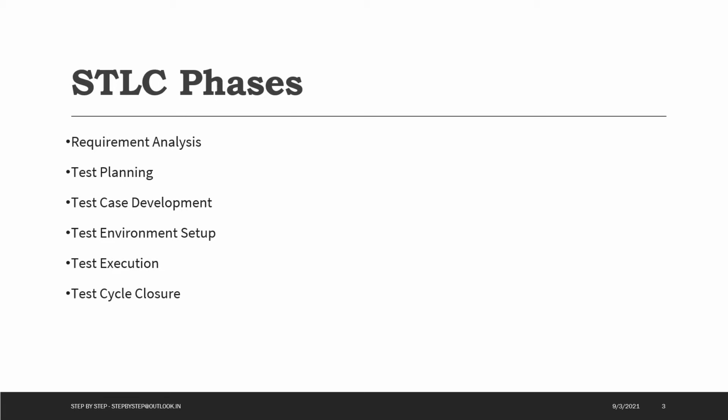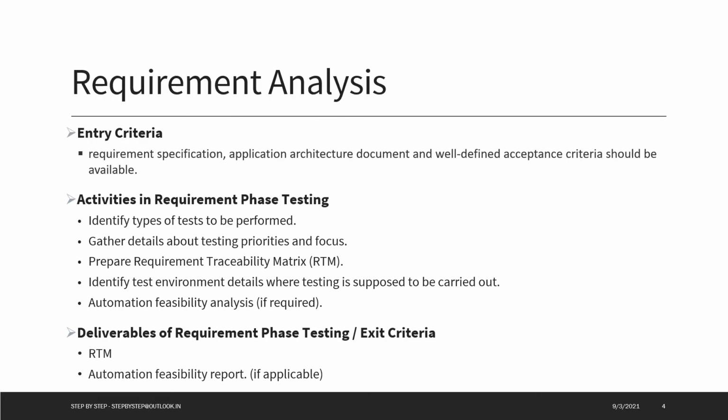So what are the phases of STLC? STLC phases will start with requirement analysis once you get the requirement specification document, then test planning, then test case development. Test case development is important because you need to break down the requirement specification document into pieces of test cases so that it will be easy to read next time. Then test environment setup. Test environment setup is important, so the development should be ready and the release branch should be deployed in the test environment. Then actual test execution, and finally the test cycle closure. So let's see one by one.